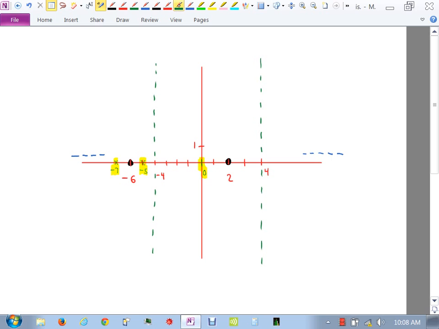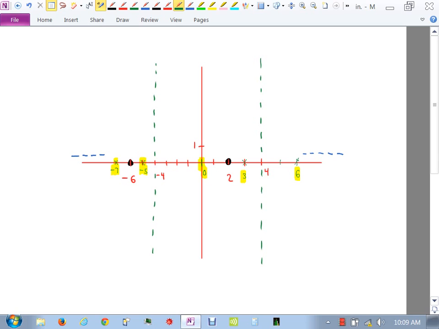Then between 2 and 4, so 3. And then finally, 5 or 6, doesn't matter. Here's 5. I'll do 6. And you have to do what with these? Plug them into the function. Oh, doesn't that sound like fun?